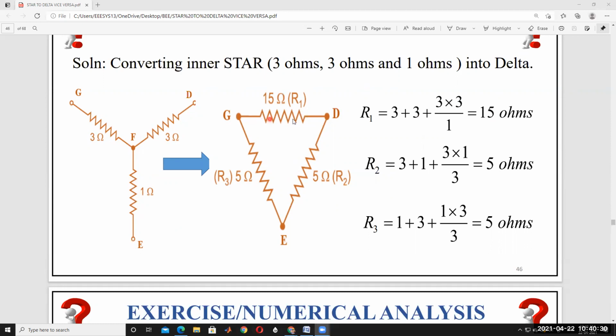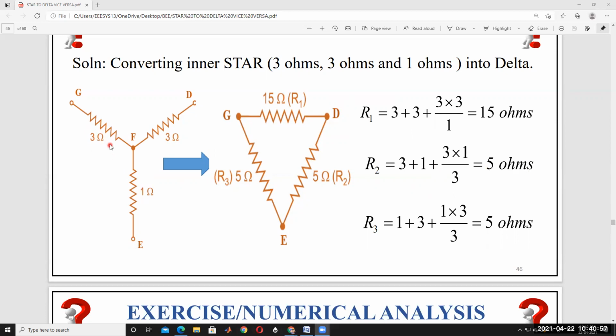Between G and D, what is the resistance? 15 ohms. Similarly, between D and E, what is the resistance? It's nothing but R2: the addition of these two, 3 plus 1, and the multiplication of these two, 3 into 1, divided by the other resistance, that is 3. So we get 5 ohm resistance. Similarly, here also, between G and E, what is the resistance?